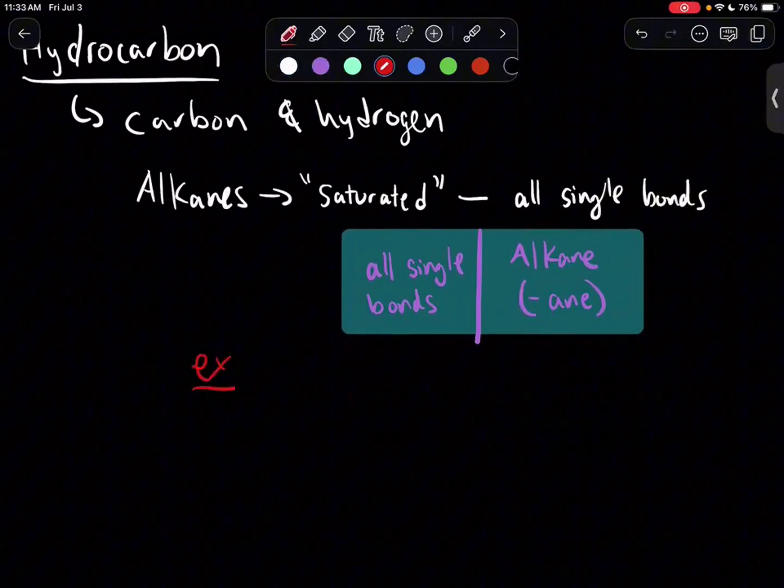So an example might be carbon, single bond to carbon. We'll notice this is saturated. We could not add one more hydrogen to this. There's nowhere to add it. We can't break any bonds to add more hydrogen. Otherwise, it becomes something fully different. We call this ethane. You'll notice the suffix ane. So this is an alkane.